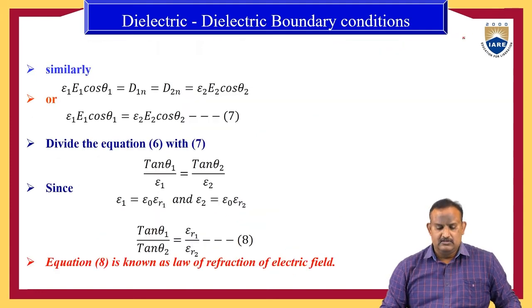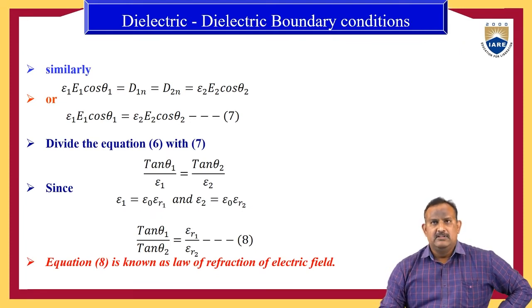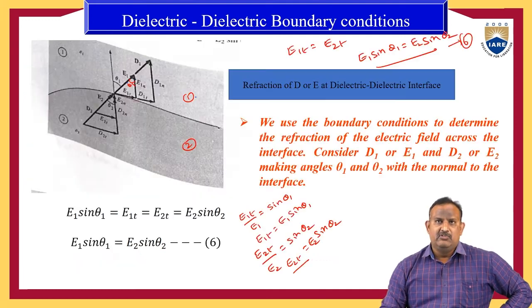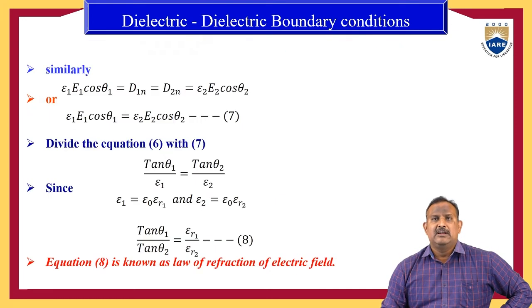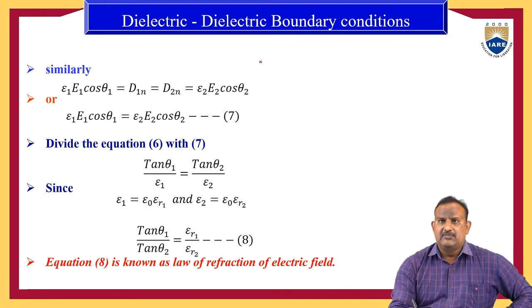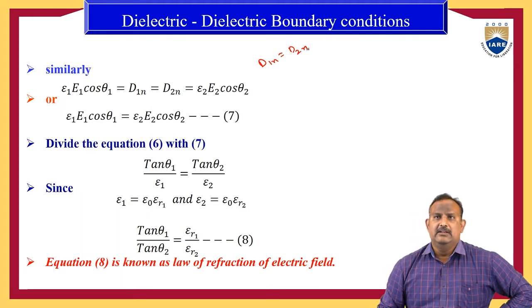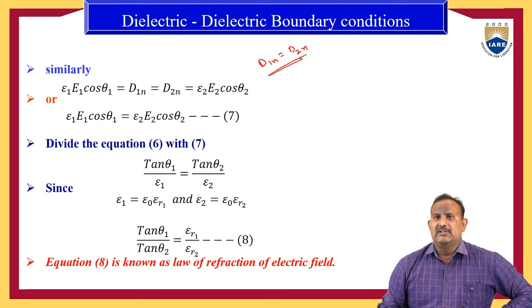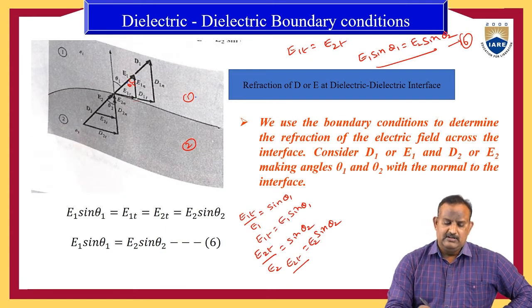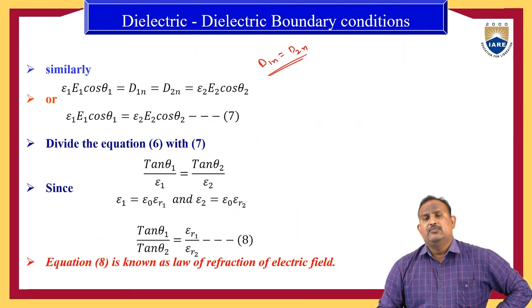Similarly, we can assume the normal part. Here, the normal components of electric flux density are continuous at the boundary. Therefore we have D1n equal to D2n. We know the normal component of electric flux density. To find out D1n, again go through the figure D1.